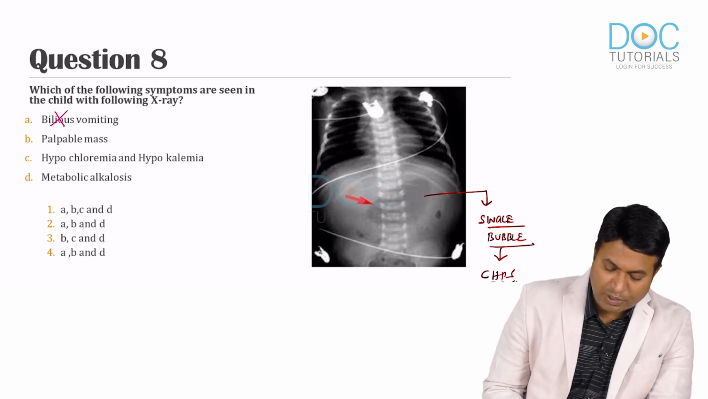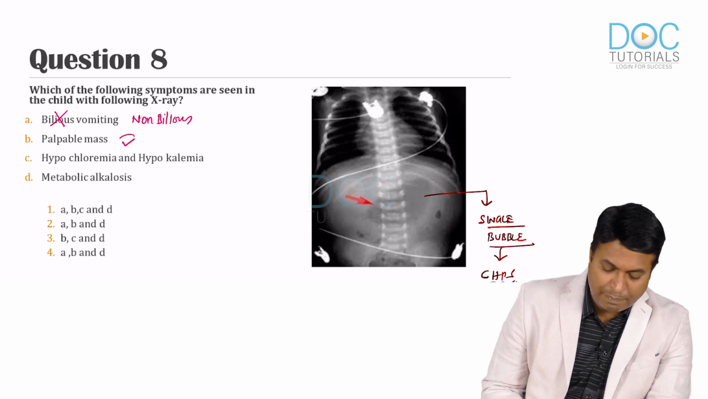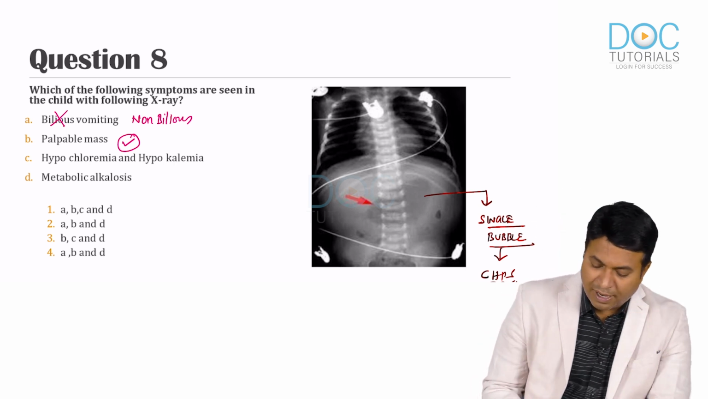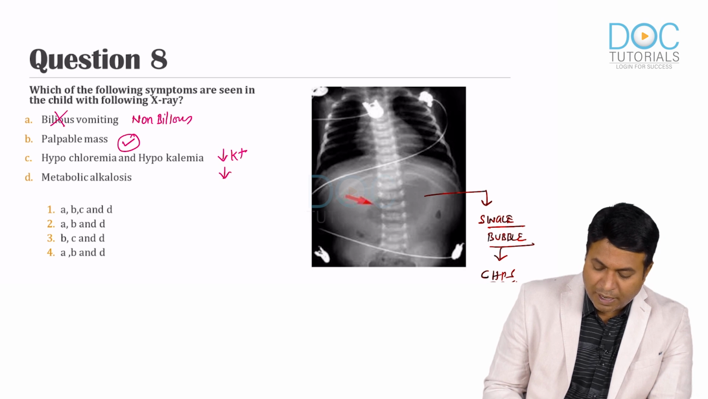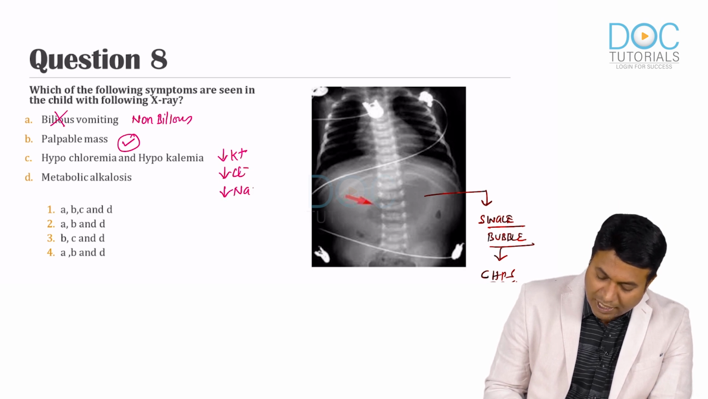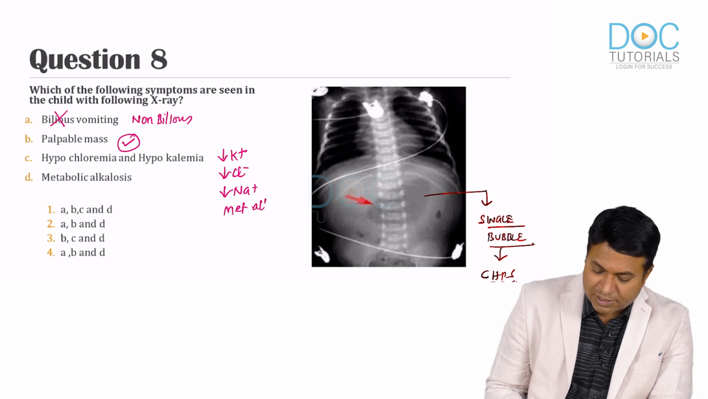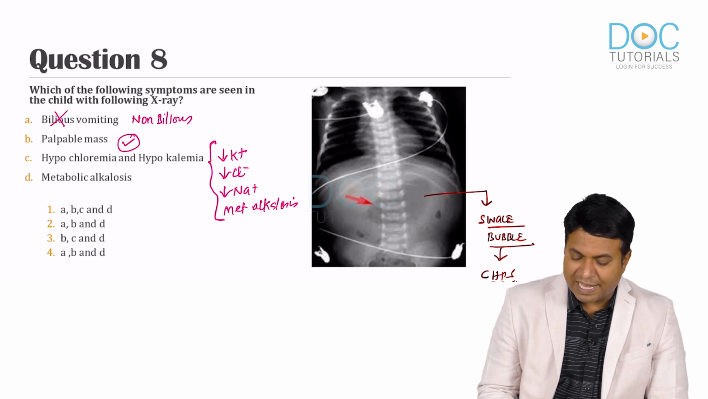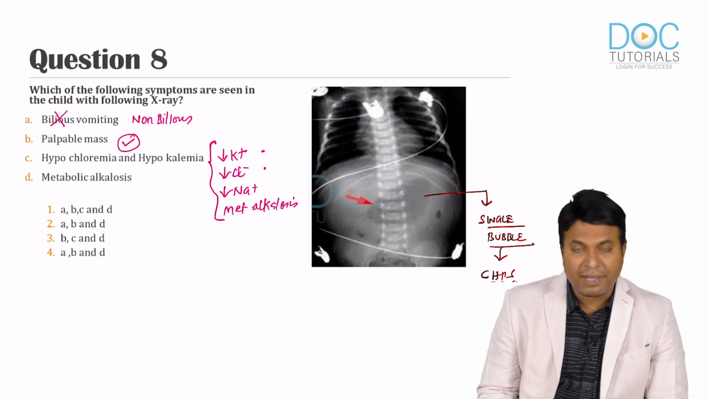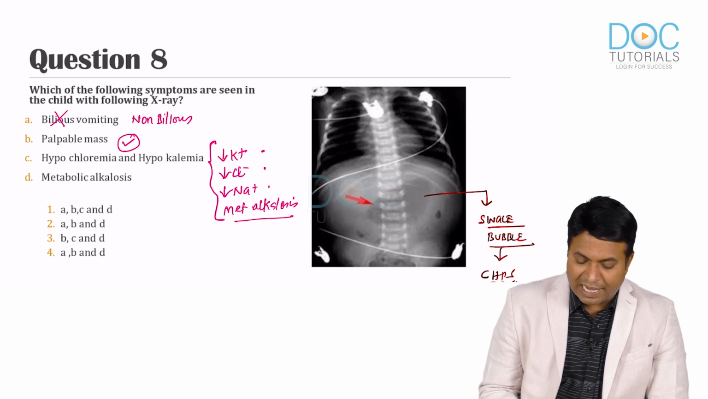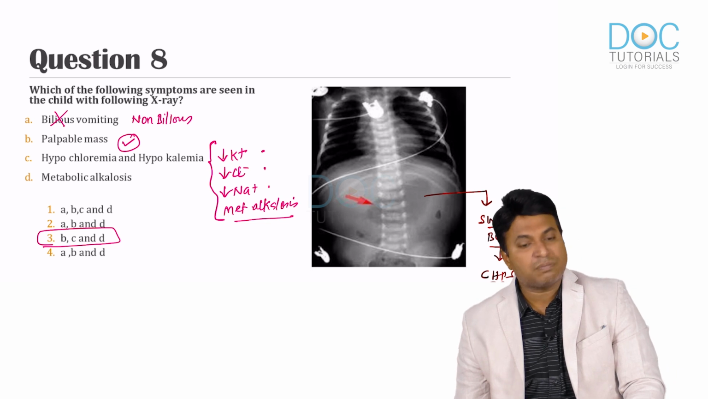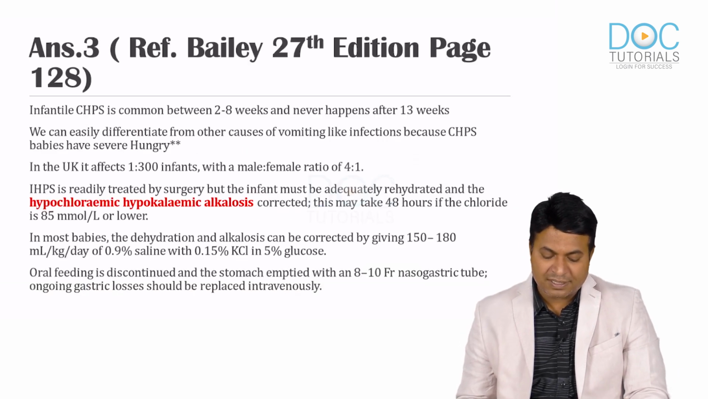Congenital hypertrophic pyloric stenosis will have non-bilious vomiting, not bilious vomiting. Yes, I can palpate a mass in the right hypochondrium. I can see the pyloric hypertrophied mass, and there will be hypokalemic, hypochloremic, hyponatremic metabolic alkalosis because of constant vomiting. The baby will develop this classical finding. So the answer here is B, C, D. Palpable mass, metabolic alkalosis and electrolyte imbalance are classically seen.